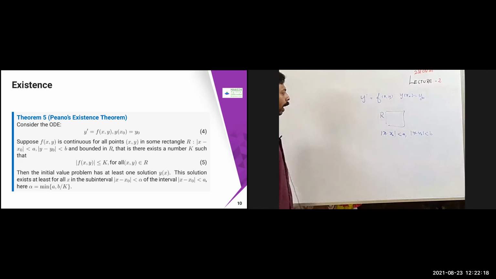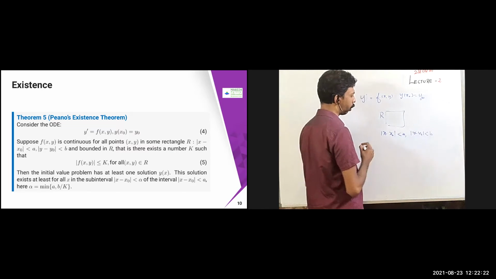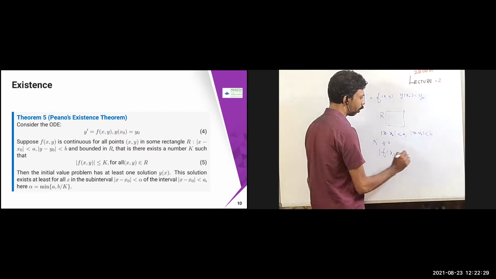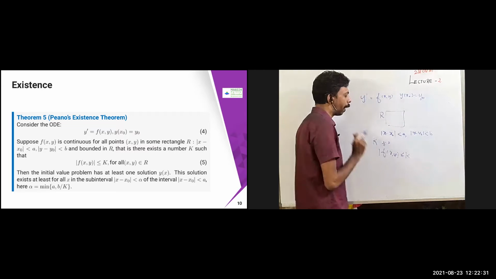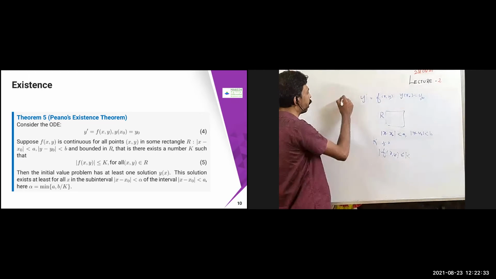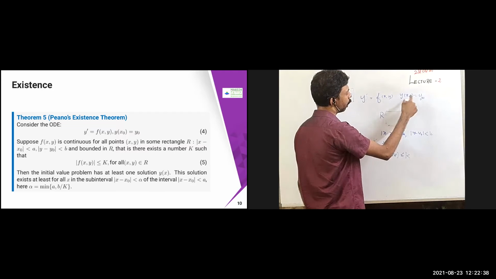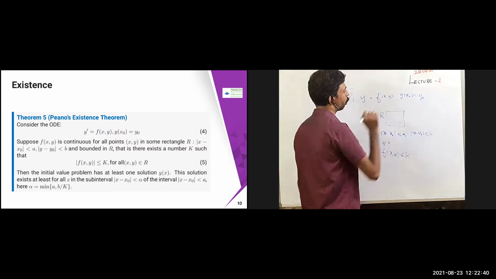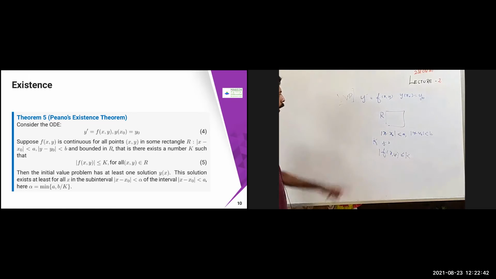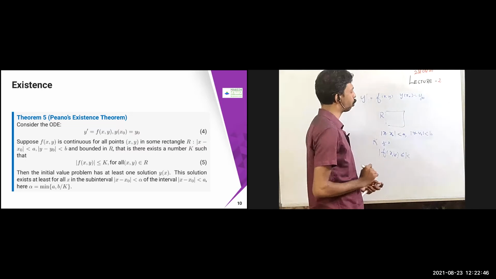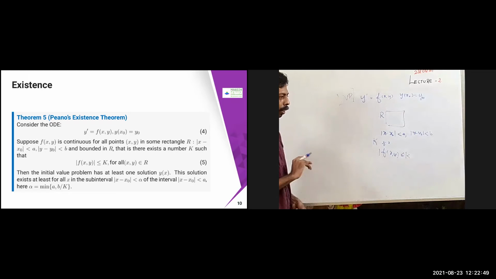Then this theorem guarantees: suppose there exists a number k such that modulus of f of x comma y is less than or equal to k for all x comma y in this rectangle R. Then this initial value problem has at least one solution. It is called an initial value problem because I'm defining the condition on the initial position; x naught is the initial position. It says at least one solution. It is not showing uniqueness now.